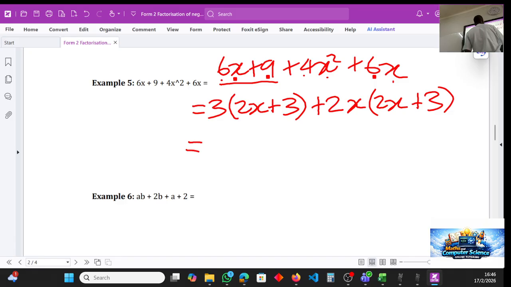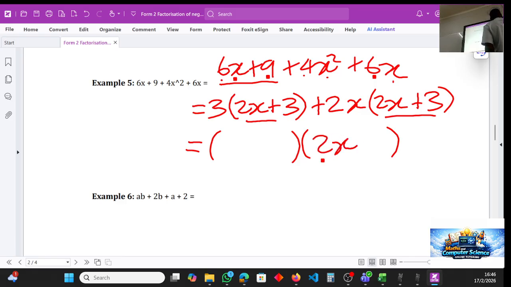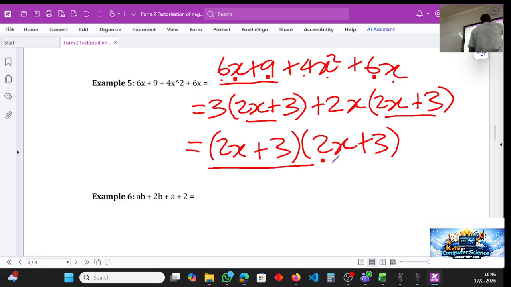Now, the moment this happens, I'll inspect the contents of the brackets. If they are identical, it means I'm allowed to build 2 sets of brackets. So in the second bracket, I'll have the common part, which is 2x plus 3. But in the first bracket, well, it's optional. You can have 3 plus 2x, but it's more logical to start with where there is a variable, and then we have a 3. I think we'll be done with our problem. That's the result.